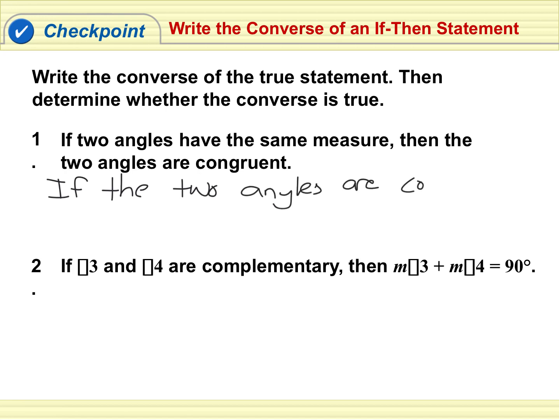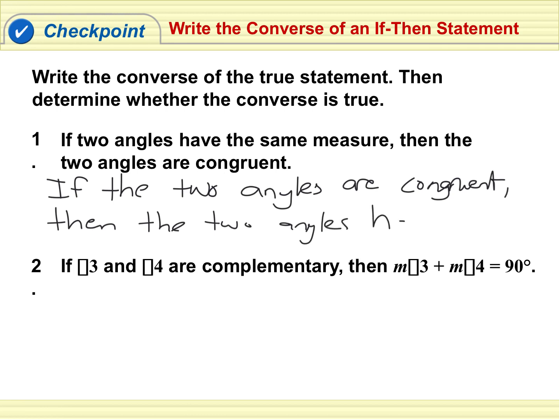Yep. So if, everyone needs to write this down, if the two angles are congruent, comma, then the two angles have the same measure. Now we got to say whether that's true. If the two angles are congruent, then the two angles have the same measure. Is that true? Yes, because congruent means they're the same. So if they're both congruent, we can assume they have the same measure. So that one is true.